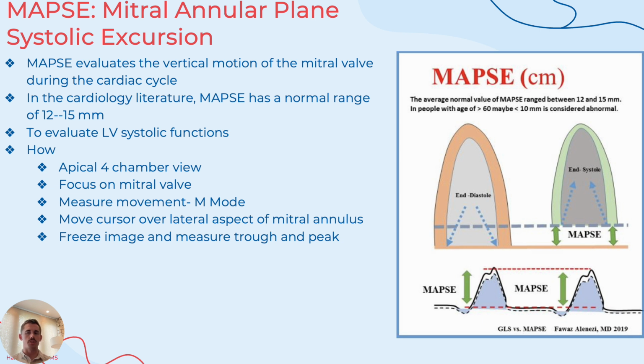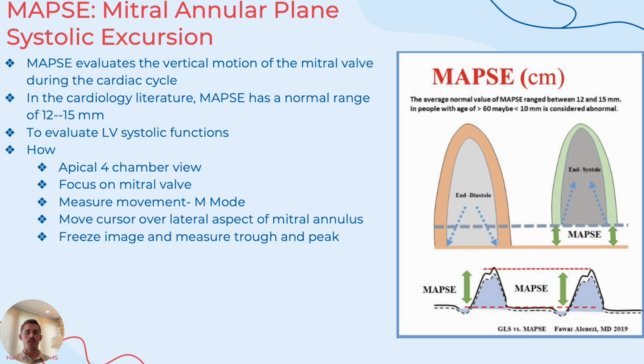MAPSE uses M mode to assess the left ventricular systolic longitudinal function, so moving in a z-axis. It's a quick way to evaluate the left ventricle from an apical cardiac window, and it's useful because decreased excursion or movement of the mitral valve during systole correlates to left ventricular systolic dysfunction.